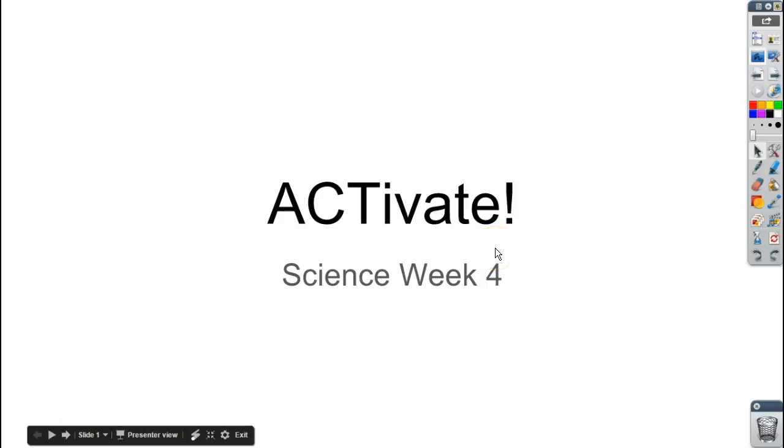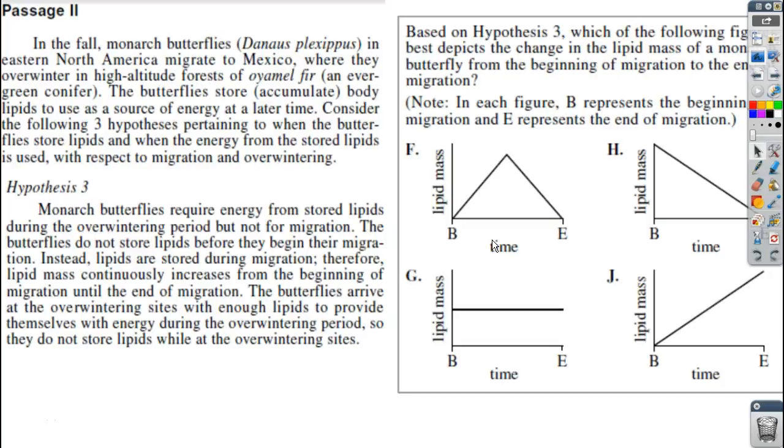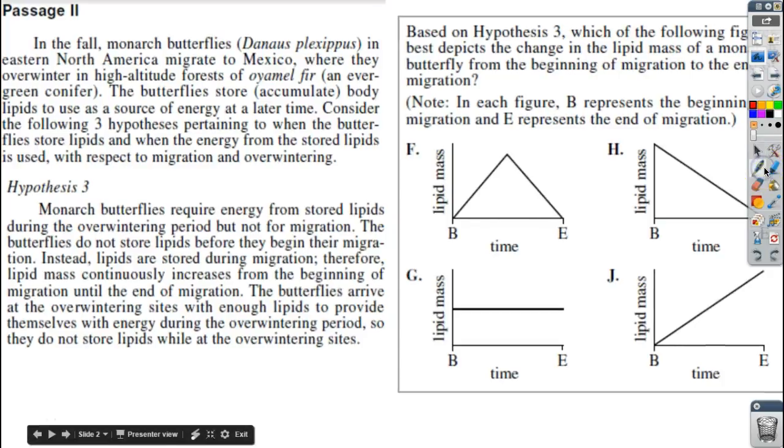This is Science Week 4, and today we are going to be talking a little bit more about these monarch butterflies. So we've got the three passages, and this question is just on hypothesis 3. And so we're talking about the lipid use. Butterflies store or accumulate body lipids, and those are fats to store as energy at a later time. And this is the hypothesis 3.